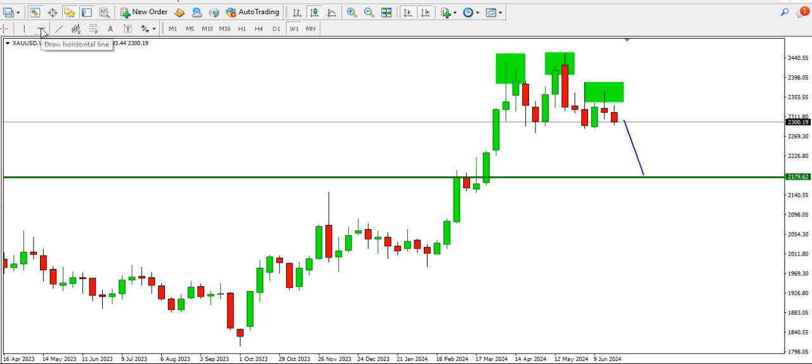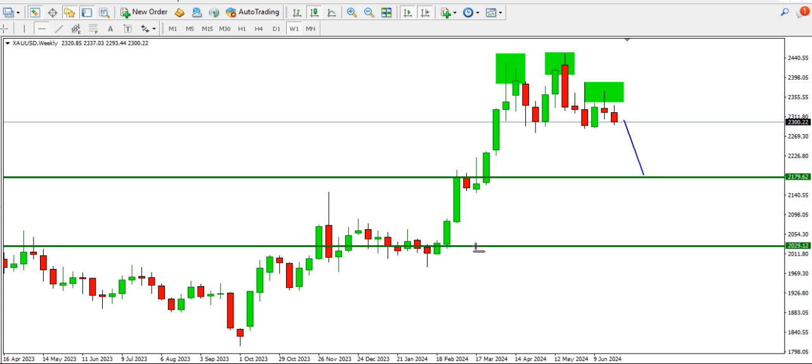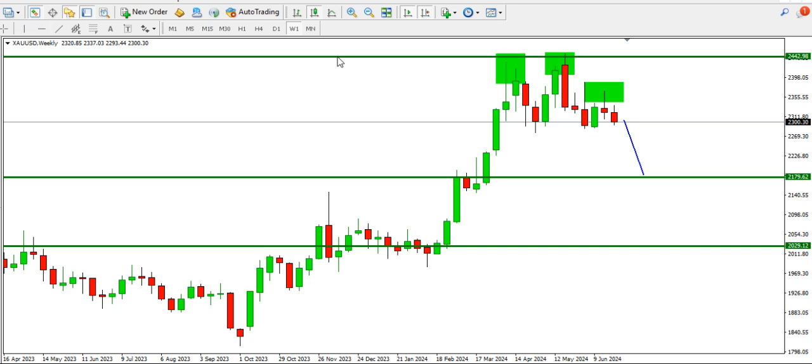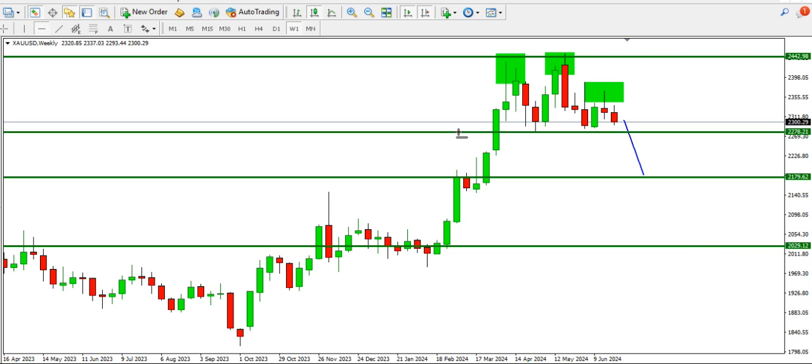If that level fails, we have the next order block level where buyers are stationed at 2029 on the weekly time frame. But with the way it is, we have a range. Range top is around here, and range bottom on the weekly time frame is around here.